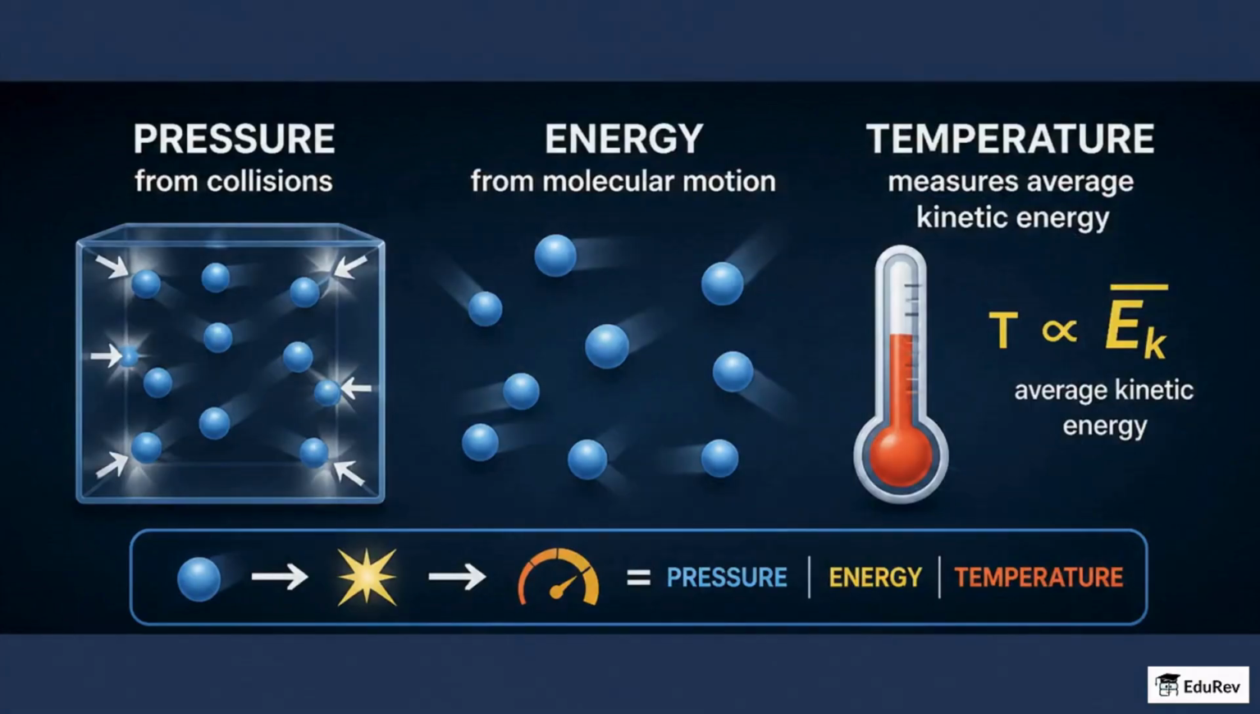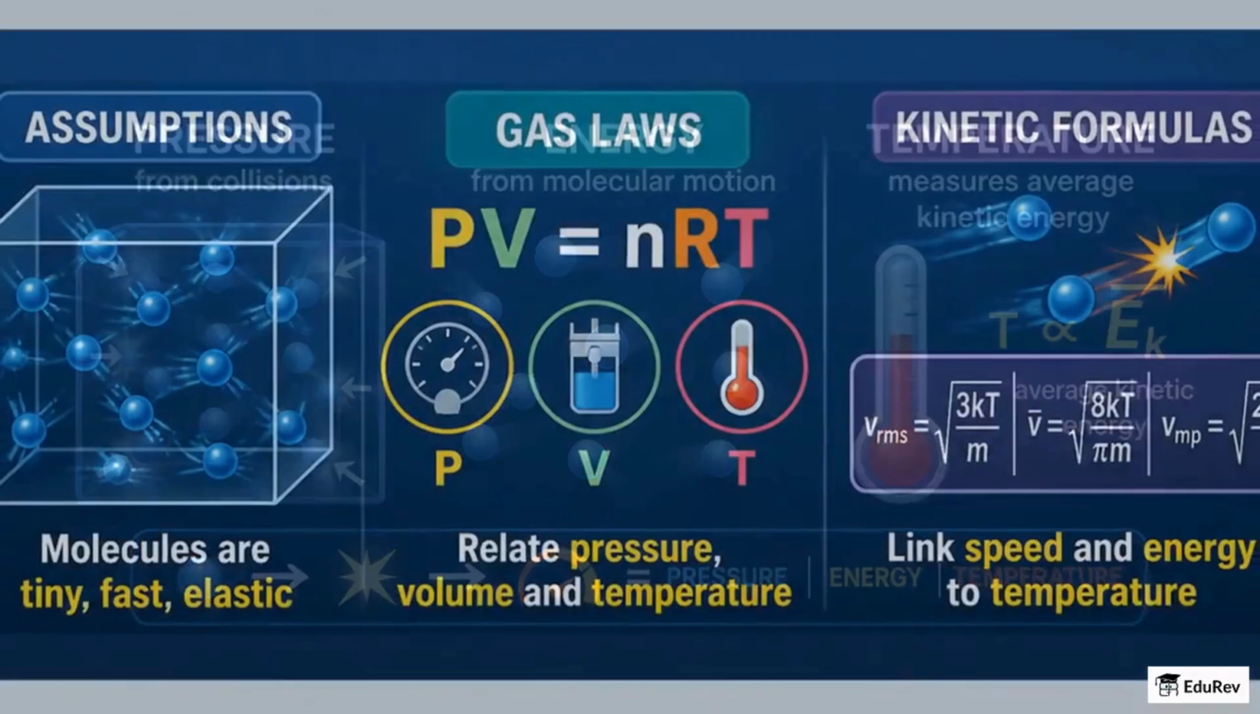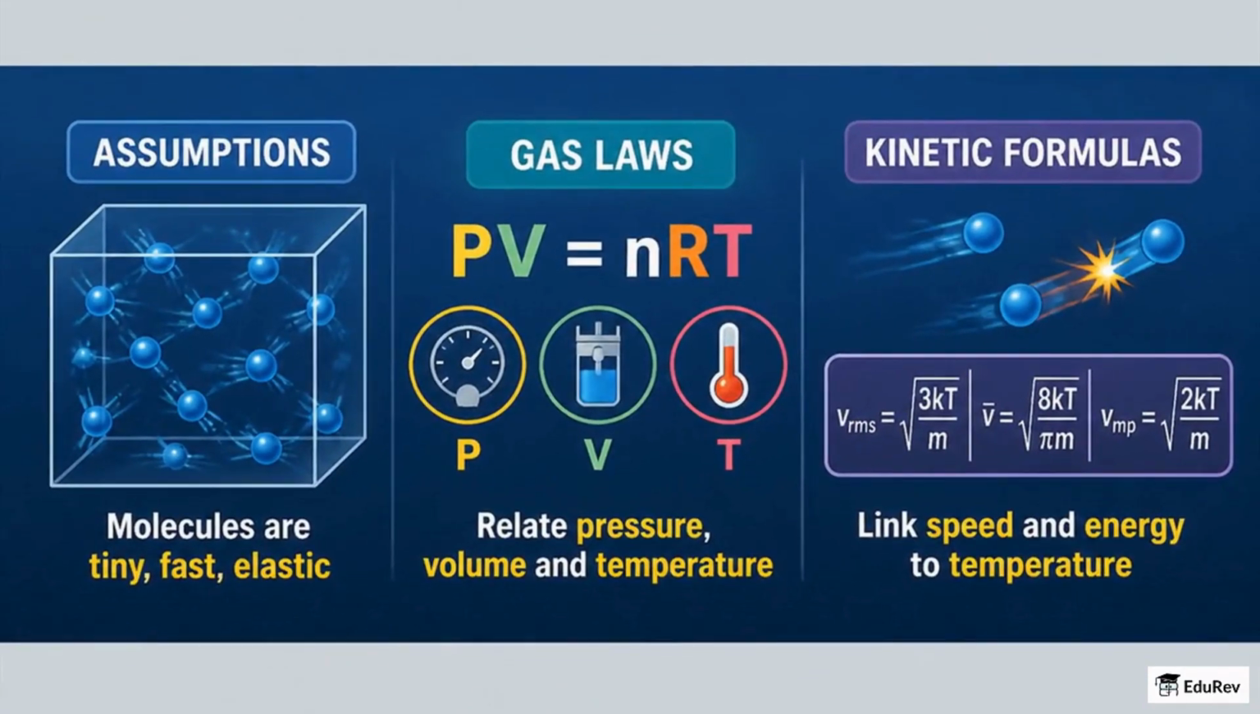So what do we learn from this? We learn that gas pressure and energy come from molecules moving and colliding, and that temperature measures the average kinetic energy of those molecules. Let us quickly remember. Assumptions describe fast, tiny, elastic molecules. Gas laws link pressure, volume, and temperature. And kinetic formulas link speed and energy to temperature.